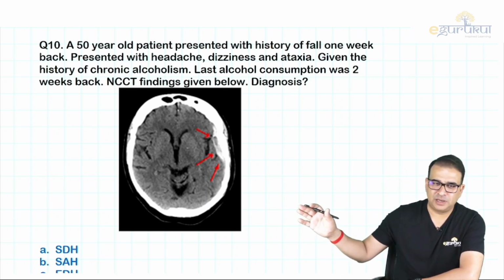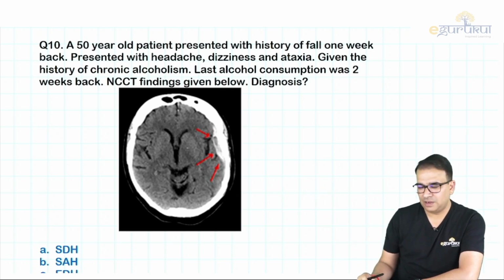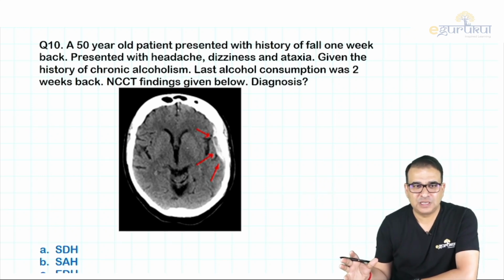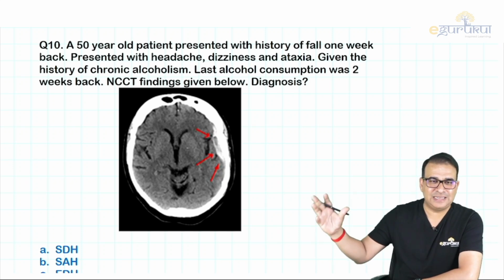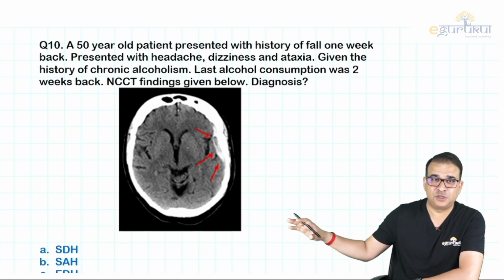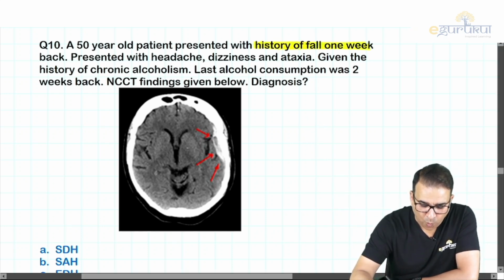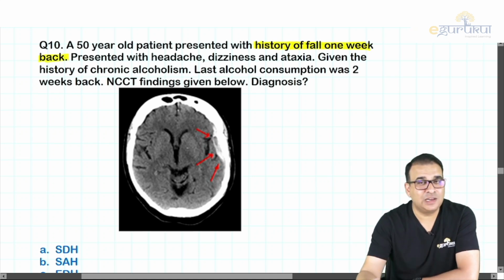Now, when you look at this picture, I know that the first impression, even when this picture was sent to me in the recall feedback, is EDH, that idli shaped thing, right? That's EDH. But that's not the case of EDH. And the first and biggest hint is not in the picture, it's actually in the case itself. It says, with a history of fall 1 week back. It's not an acute history.